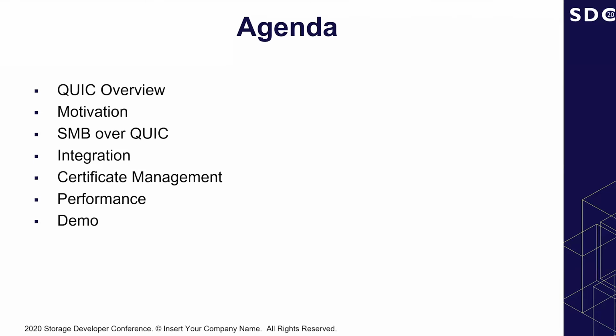This is our agenda for today. We'll start with a brief overview of what QUIC is, and then get into the motivation of why we wanted to try SMB over QUIC. Later, we'll get into the details of how we integrated the QUIC transport into the current SMB architecture, and then talk about the management story. And after that, Thomas will be discussing the SMB over QUIC performance details, and we'll conclude with a short demo.